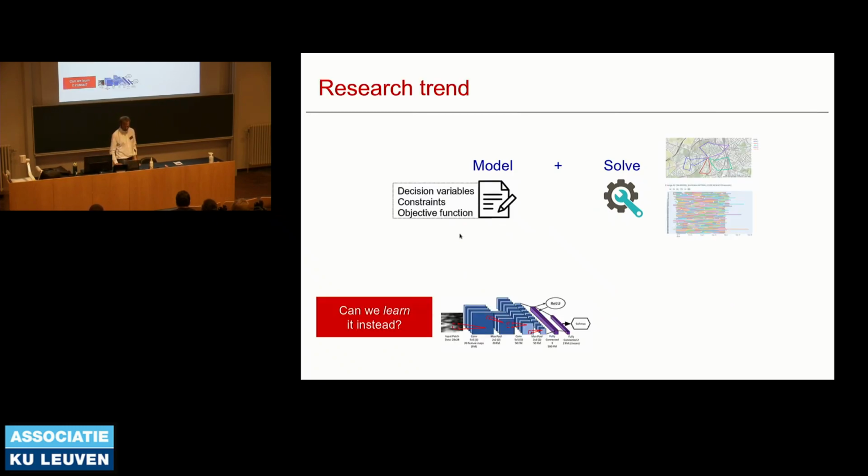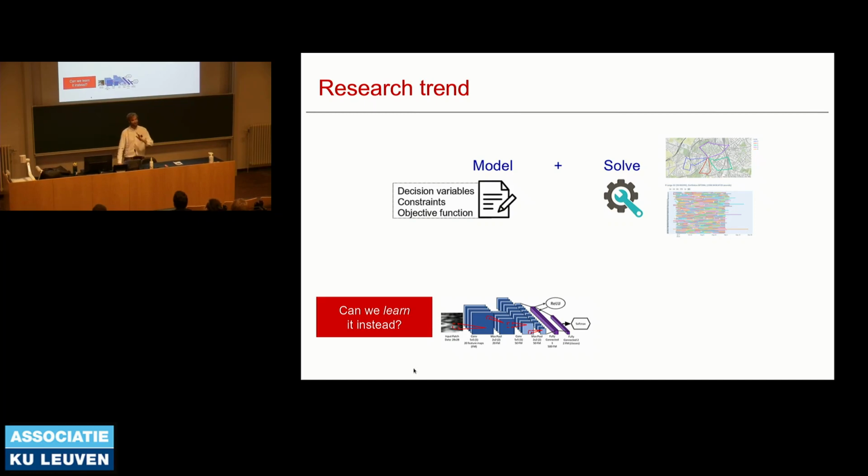And it's in the context of this bigger framework that often machine learning has a role to play. A big research trend nowadays is indeed that integration of machine learning into constraint solving. So you have the model, you have the solver, and bluntly, you could say the question is, can we learn it instead?